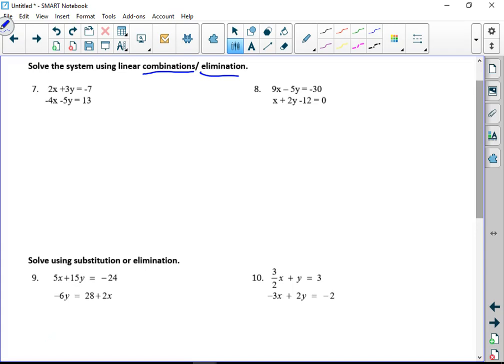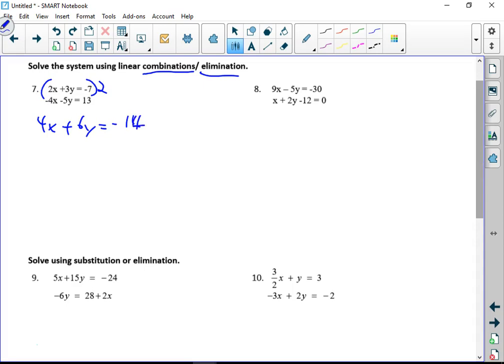So number 7, again, there's many ways to do this problem. Okay? You can decide to cancel the x's or the y's. Doesn't matter. For x, 2 and negative 4, you need a 4 and a negative 4. For 3 and negative 5, you need a 15 and a negative 15. If I was going to cancel my y's, I would have to multiply this by 5 and this by 3, which is okay. It's just more work than if I just multiply this one by 2, which would give me a positive 4. So that's 4x plus 6y equals negative 14.